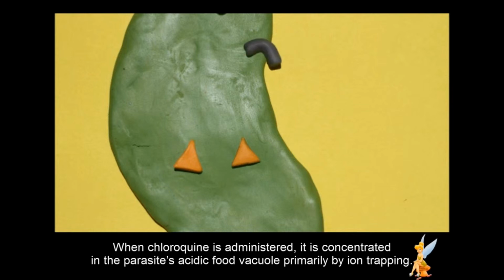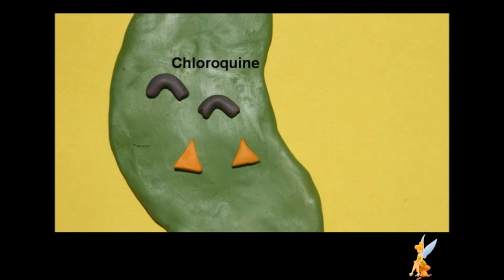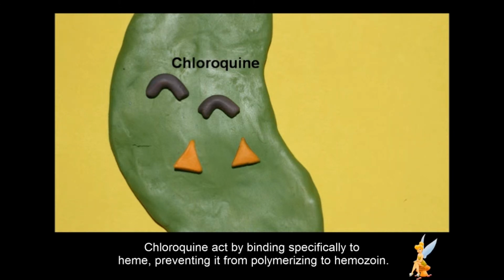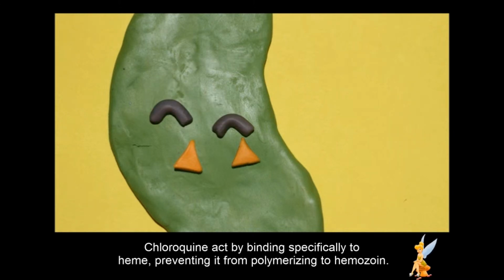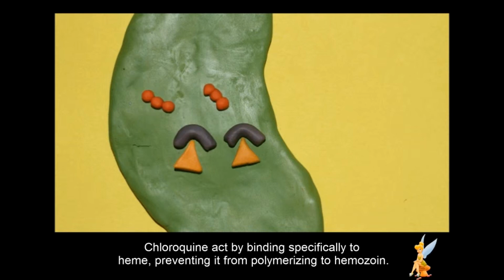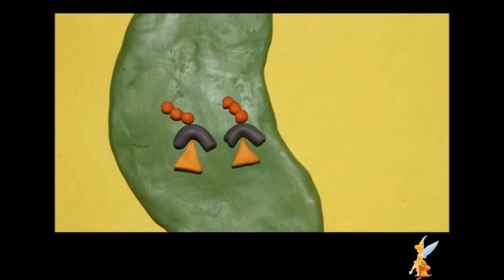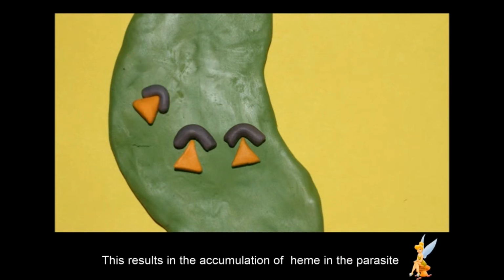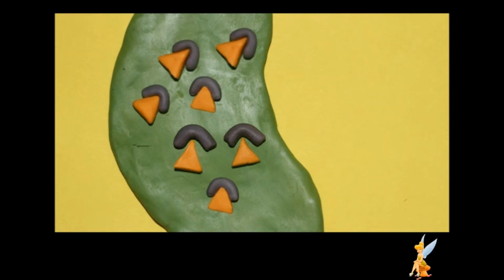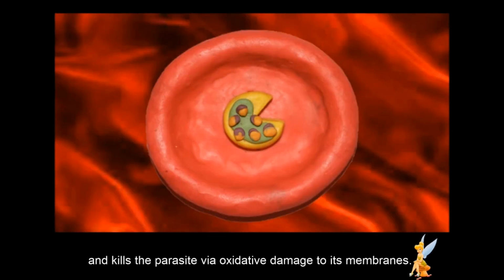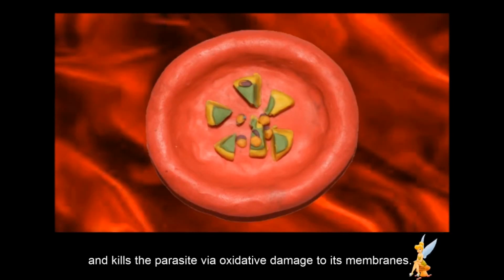When chloroquine is administered, it is concentrated in the parasite's acidic food vacuole, primarily by ion trapping. Chloroquine acts by binding specifically to heme, preventing it from polymerizing to hemozoin. This results in the accumulation of heme in the parasite and kills the parasite via oxidative damage to its membranes.